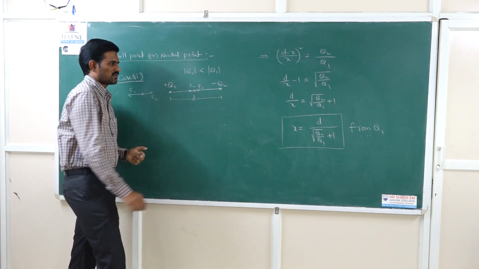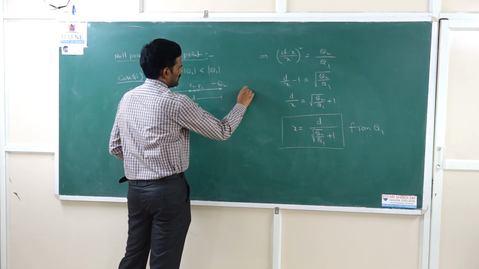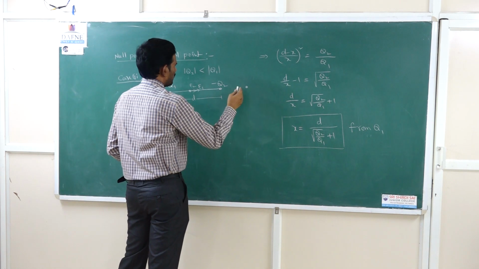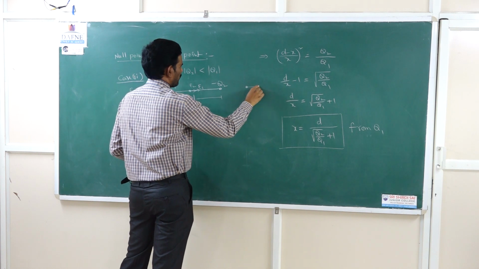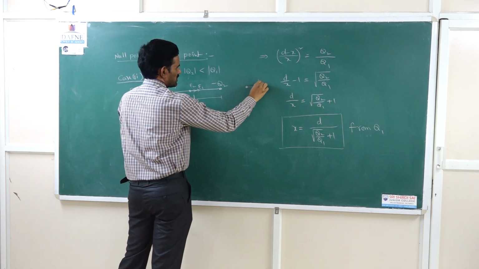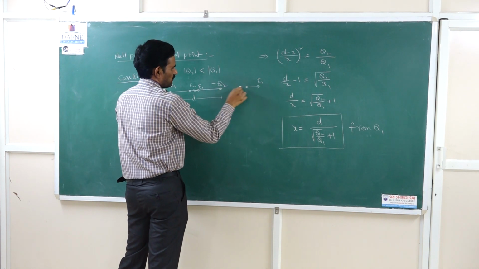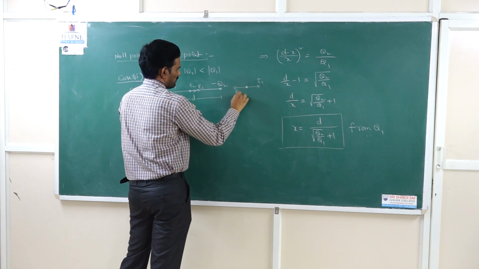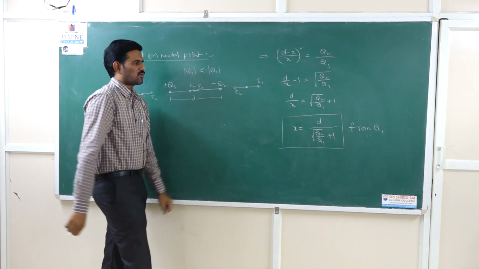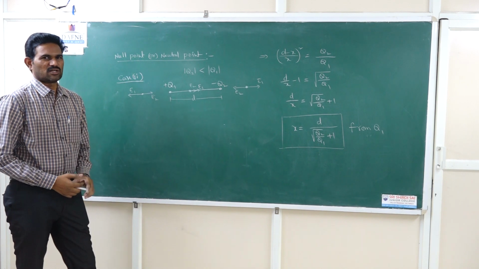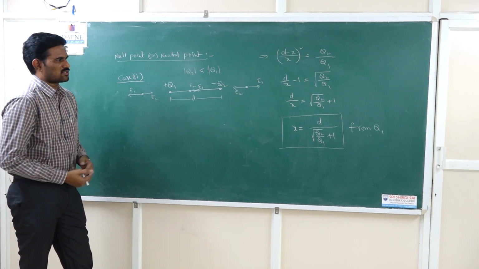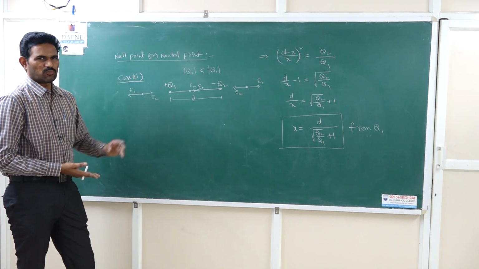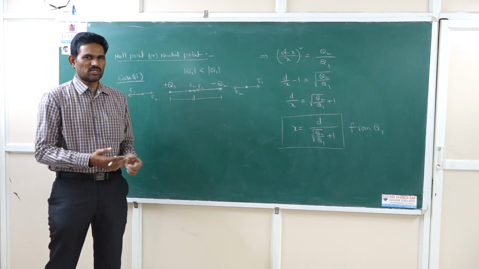Now similarly let us check this side. Here E1 is away from the charge because Q1 is positive, and the electric field due to Q2 is towards the charge. So there also the fields are in opposite directions. As per our discussion, there is a chance of getting the neutral point because the fields are opposite to each other.